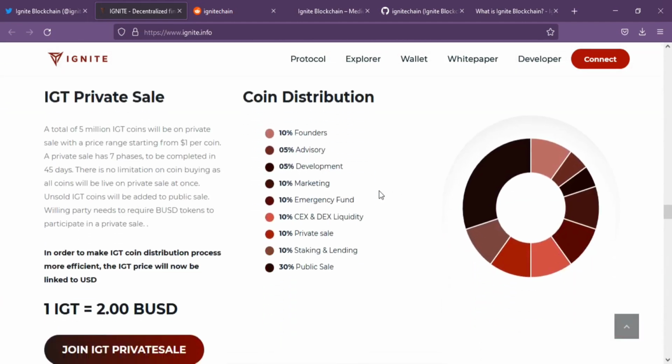You can see the coin distribution on the screen: 10% for the founders, 5% for the advisory, 5% for the development, and 10% for the marketing, 10% for the emergency fund, and 10% for CEX and DEX liquidity, 10% for private sale, and 10% staking and lending, and the rest of the 30% is public sale.